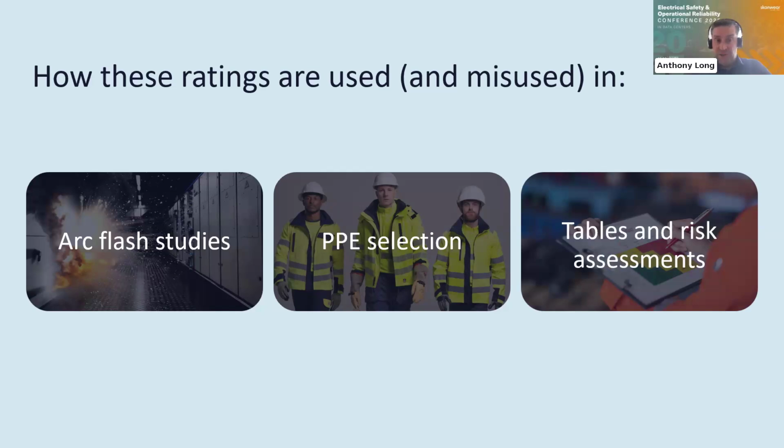So tables and risk assessment. Again, making sure that these are clear when you're doing these. Is it a cal rating? Is it a closed box arc class rating? Or is it a category method that you're using, which will give you an 8 or 25, 40, etc., within the arc rating itself that you might be using?